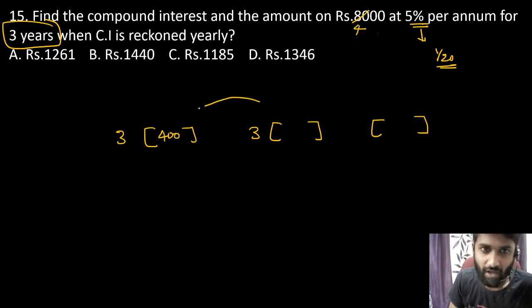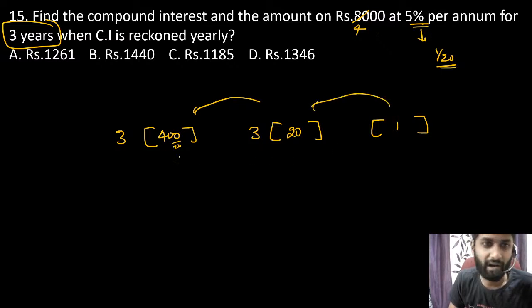Now, again 1 by 20th of 400, the value is 20. Again 1 by 20th of 20, the value becomes 1. Now finally the value becomes 1261. So the answer is 1261.